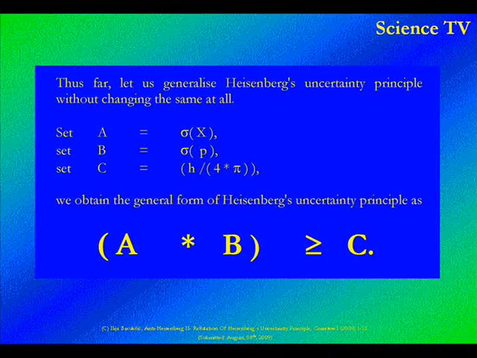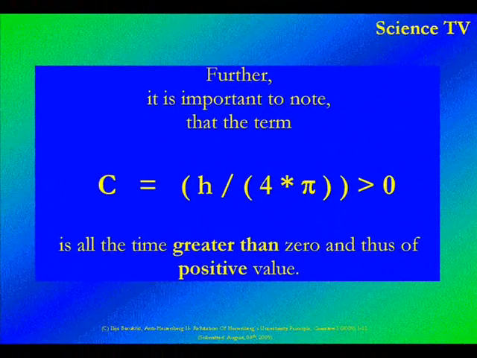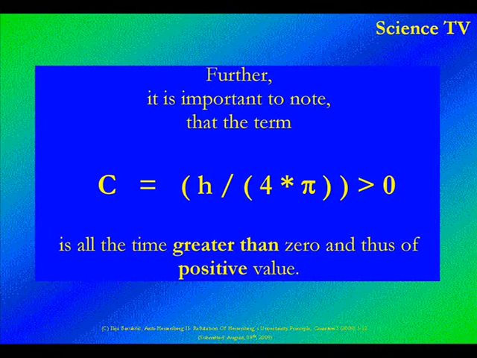This general form of Heisenberg's uncertainty principle is of very great use, since the other analogous relations for energy and time, for action and angle, etc., must not be refuted by itself. Let us mention briefly that we have not changed Heisenberg's uncertainty principle at all. The same is only reformulated, but not changed. Further, it is important to note that the term C equal to h divided by 4 times pi is all the time greater than 0 and thus of positive value. C is never equal to 0 or less than 0. A negative value of Planck's constant h is still not known.